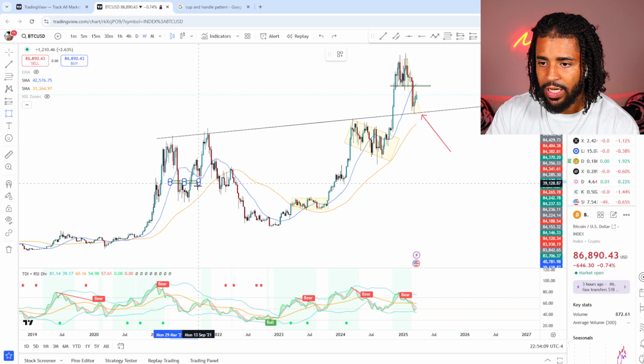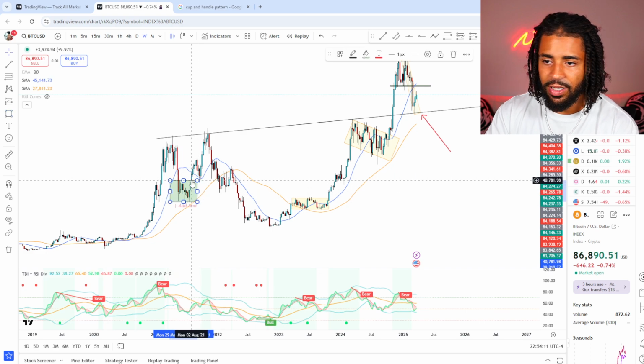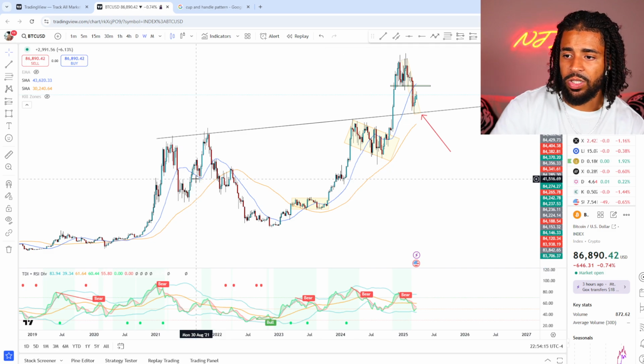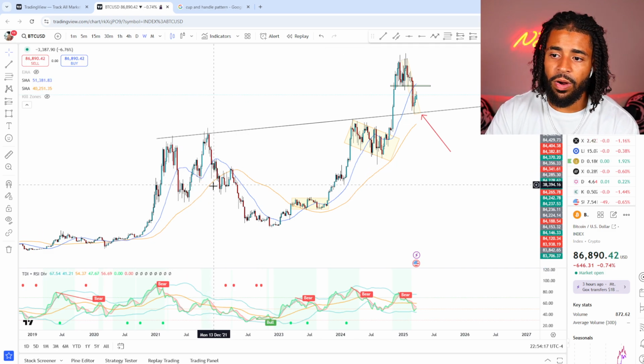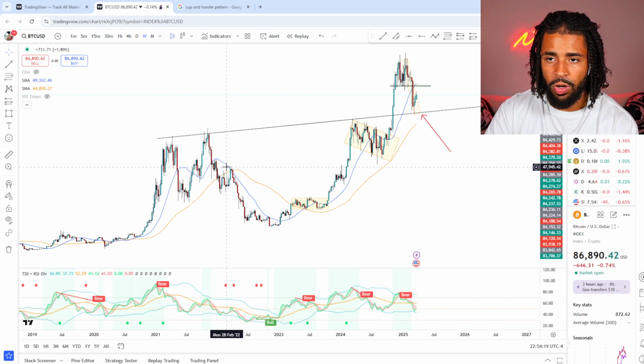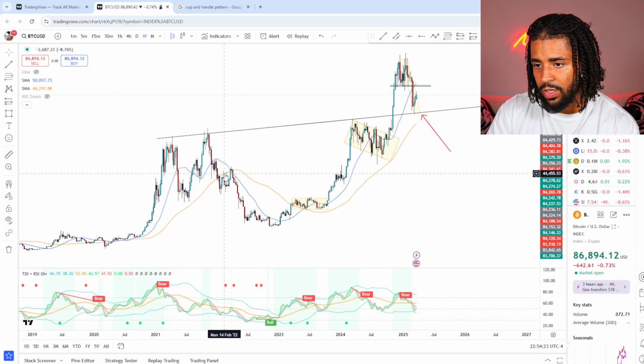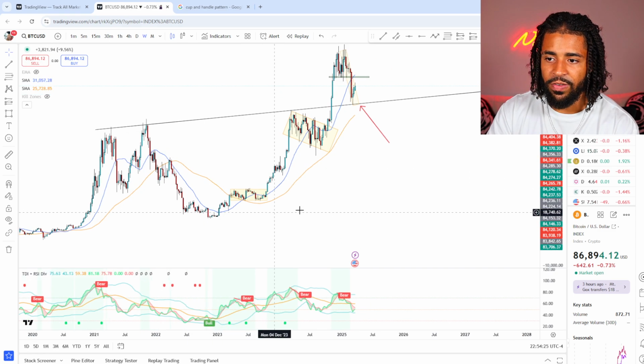We had a consolidation right here. And once we had the breakout of the consolidation, we made a higher high. And that was back in 2021. We entered the bear market once price closed below the golden MA. And as you can see, that golden MA acted as resistance. 1, 2, and then we push down away from the golden MA.